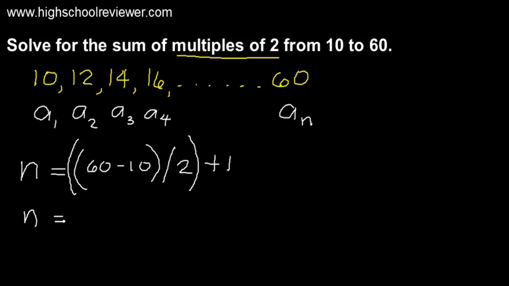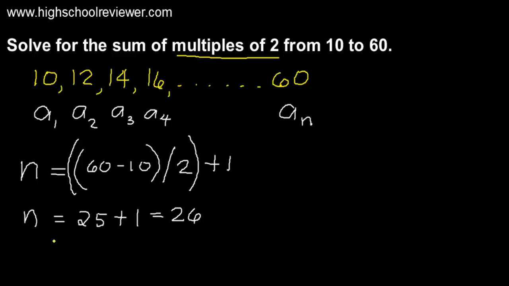By solving, we will have 60 minus 10 is 50 divided by 2, this is 25, plus 1. So our n is positive 26. Since we now have the value for n, and we have a sub 1 and a sub n, we can now find the sum.